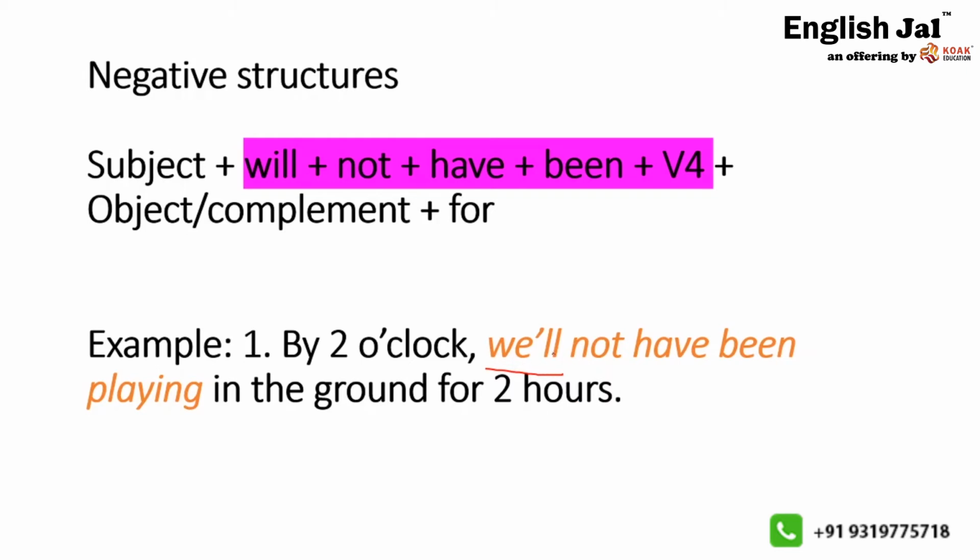Now here will has been attached to the subject. You can even do this if you want to make another contraction. You can join these two as well, that is your subject and the helping verb will, or you can say by 2 o'clock we won't have been. Okay, it's up to you. Will not have been is better, it sounds better, right?